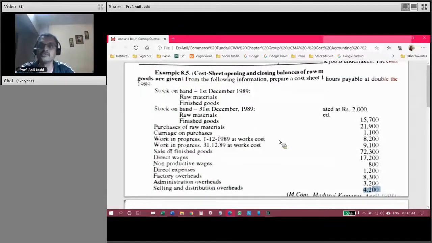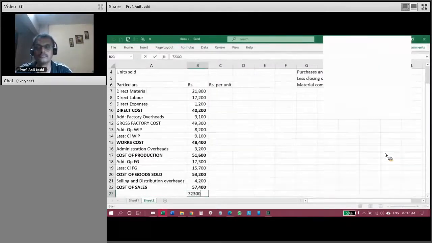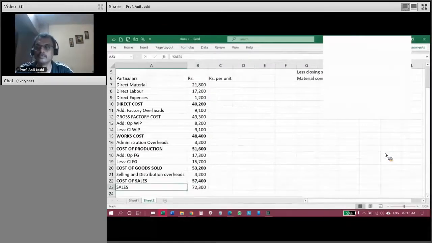Have they given the sales value? Yes, sale of finished goods. How much? 72,300. So if this is your sales and this is your cost of sales, the difference between the two is profit.